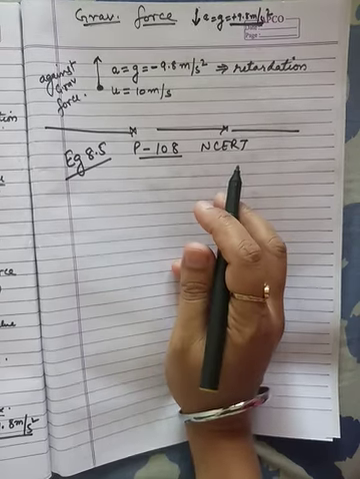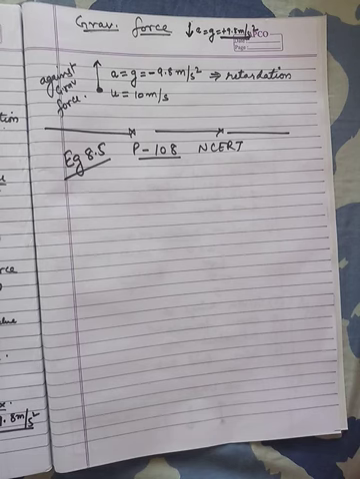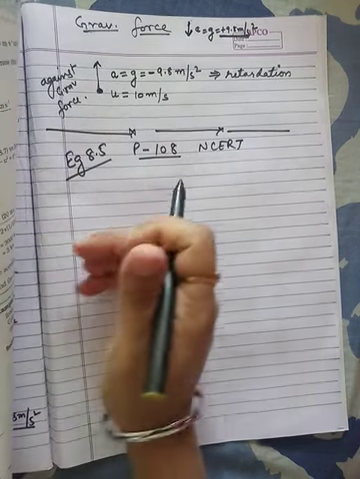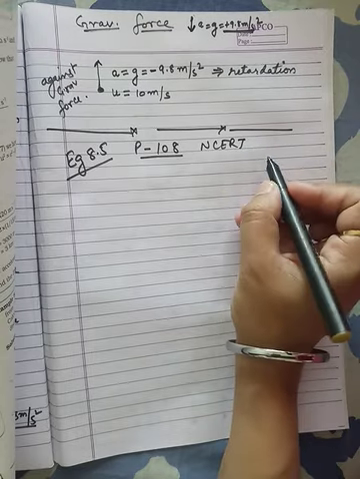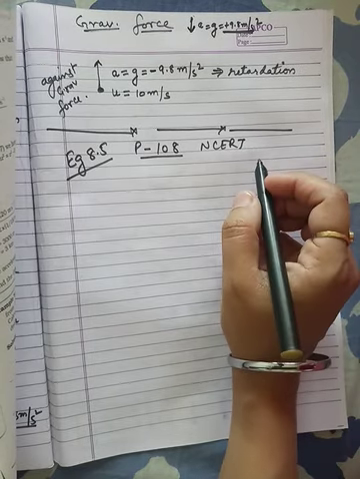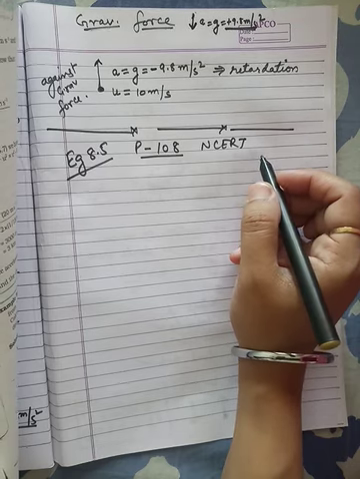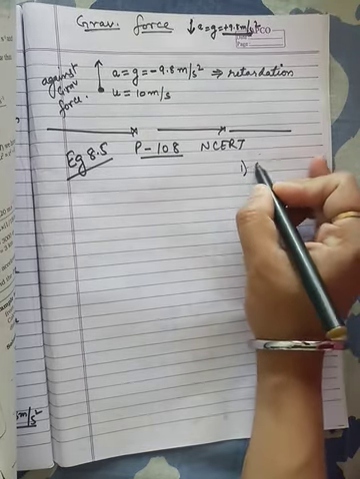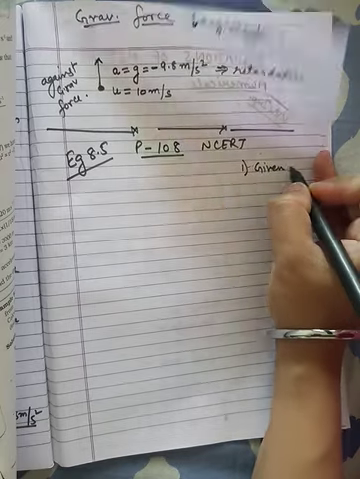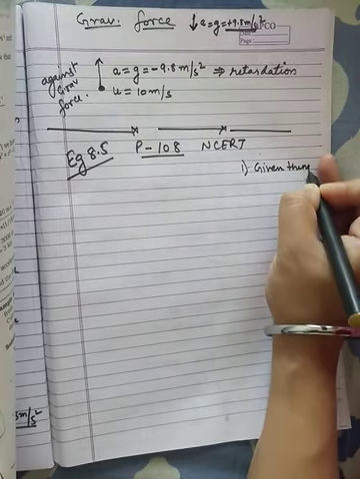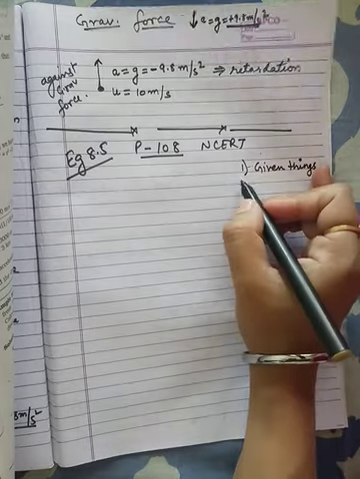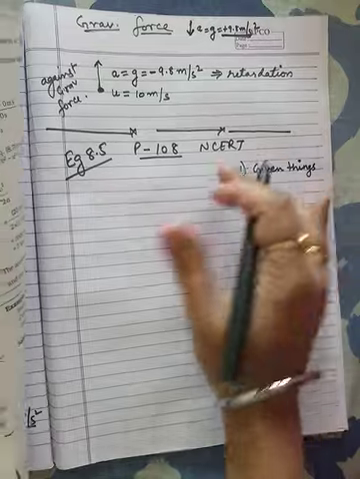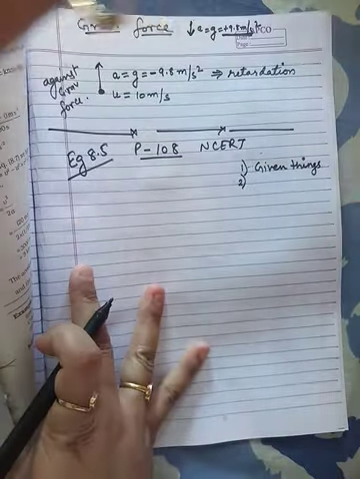To solve these kinds of numericals, first of all we have to write down what things are given. There are a few steps that we have to follow for solving numericals, so that the numerical part is easy. The first step is to write down the given things. If you follow these steps, it will be easy to do every type of numerical. First, we have to write down the given things.